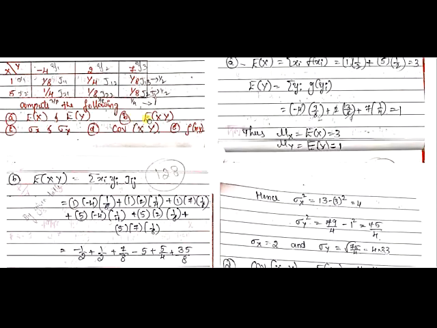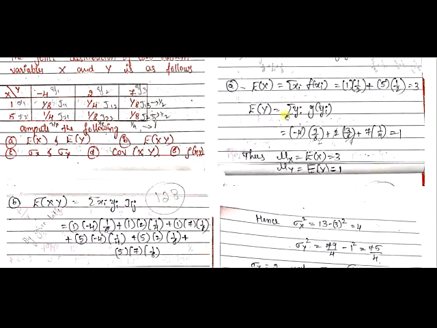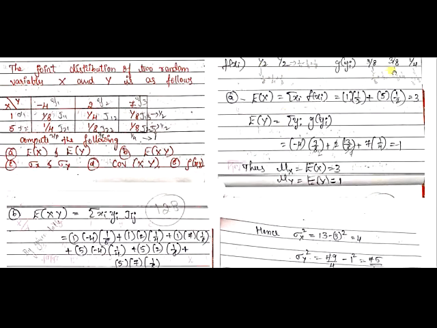Now the second sub question is E of xy, that is the expectation of xy or the mean of xy. What is the formula to find the mean of xy? E of xy is equal to summation xi yj f of xi, yj. This is the formula to find E of xy, isn't it? We already wrote distribution x and distribution y separately. Just substitute xi from this table, yj from this table, and f of xi, yj from this table.